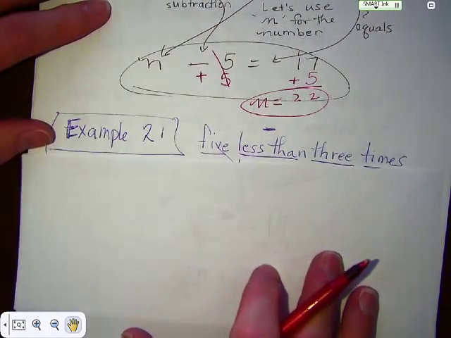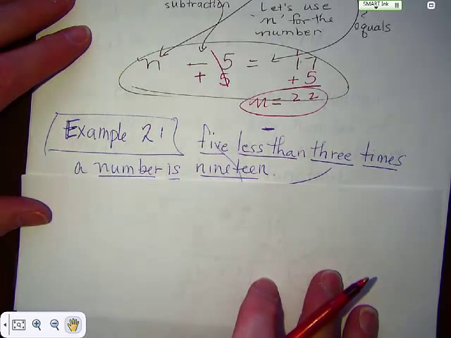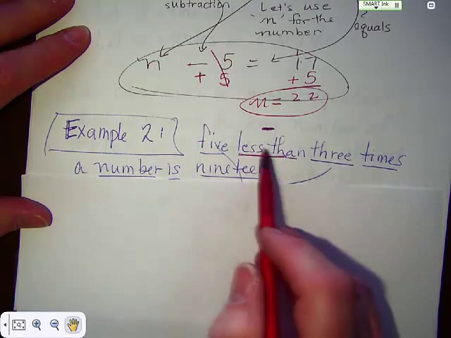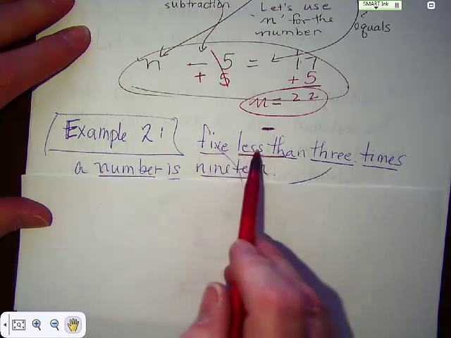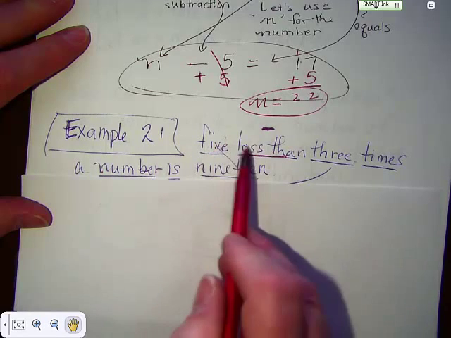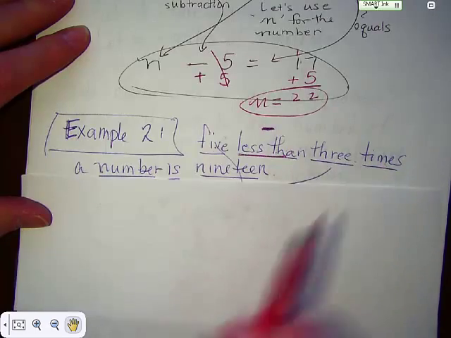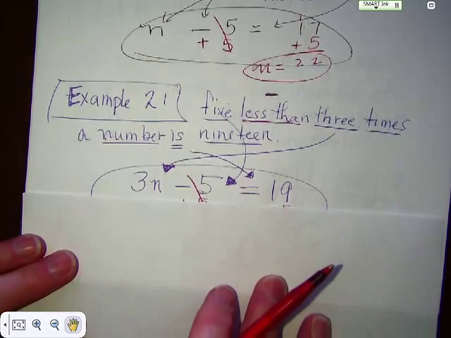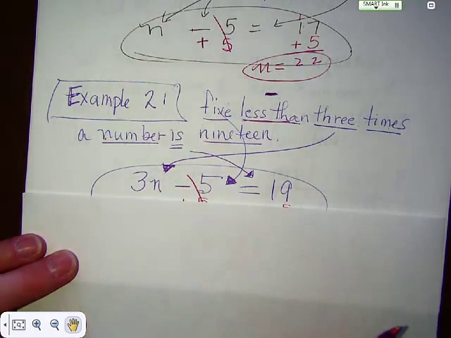Okay, here's another one. 5 less than 3 times a number is 19. Okay, less than implies subtraction. Put the 3 times a number, and then you've got 5 less than. 3 times the number should go first, and then the 5, because it's 5 less than. 3 times the number is 19, and is also means equals. So 3 times the number minus that 5 equals 19.